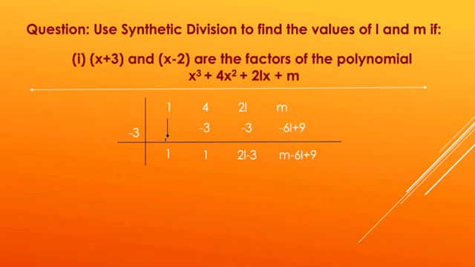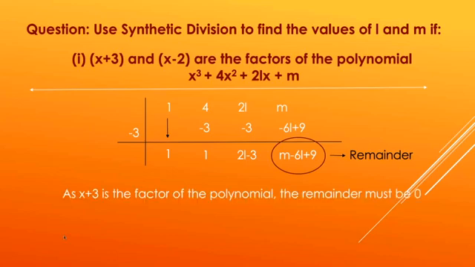Now after adding these two values, we will get m minus 6l plus 9. As we know that x plus 3 is the factor of the given polynomial, so this is actually the remainder. The remainder must be equal to 0. We will put it equal to 0, and this is our equation number 1: m minus 6l plus 9 is equal to 0.